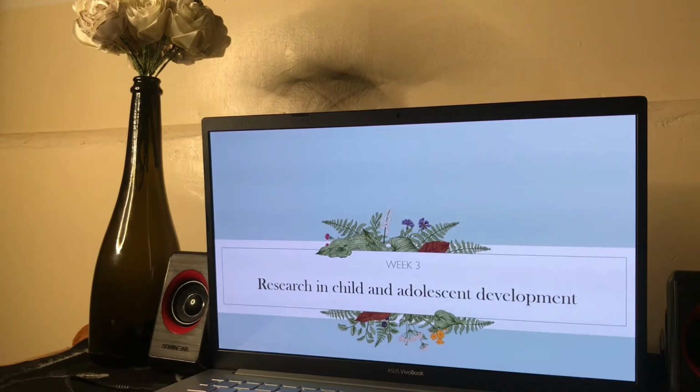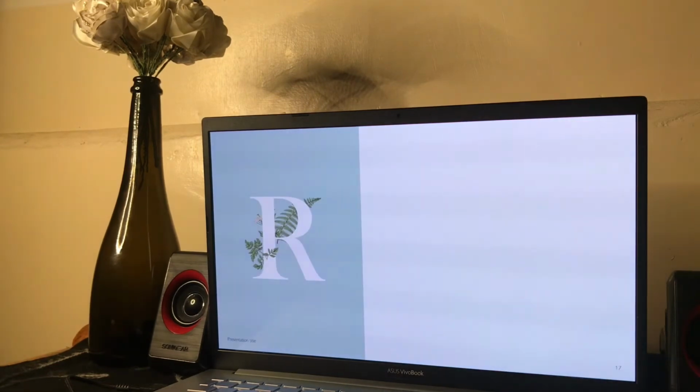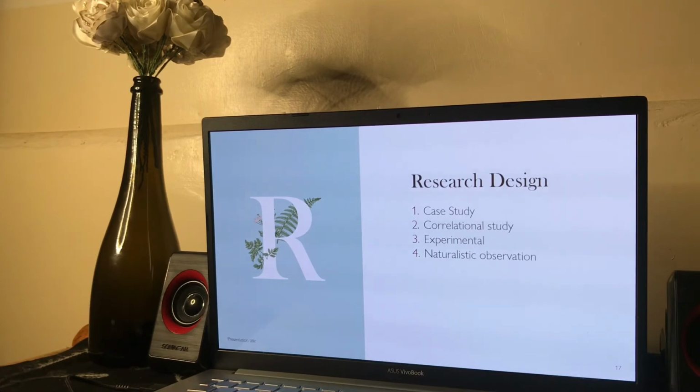Research in child and adolescent development. These are the research designs. First is the case study. The case study is an in-depth look at an individual. Second is the correlational study. This determines associations. Third is experimental. This determines cause and effect. Fourth is naturalistic observation.